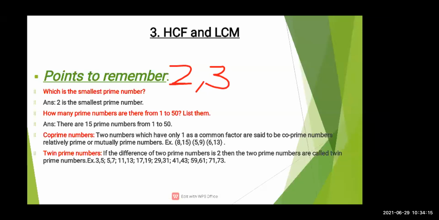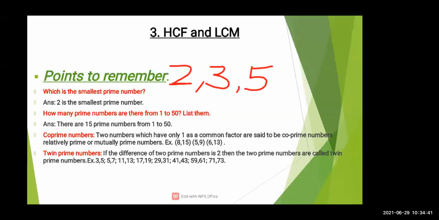Next, after 3, which number? 4. Is 4 a prime number? No, because 4 is coming in the 1 table, 2 table and 4 table. And prime number means what? The number which is divisible by 1 and itself. So 4 is not a prime number. Next is 5. Very nice.